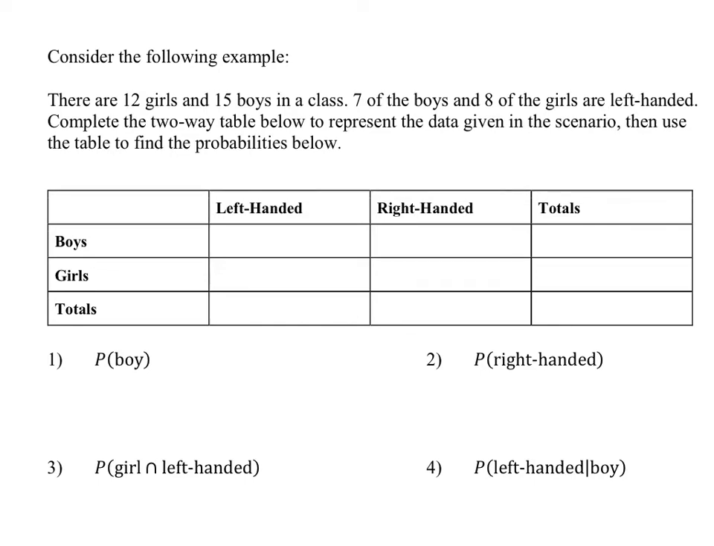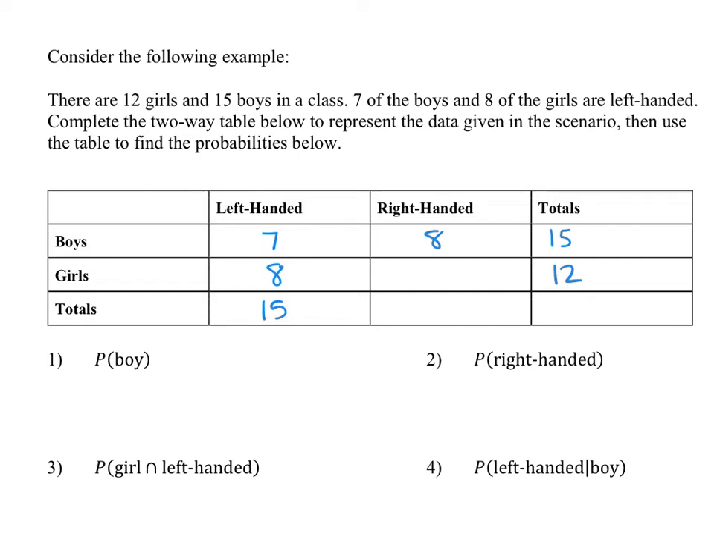There are 12 girls, so I can put 12 as the total in the row for girls. There are 15 boys, so I can put 15 at the end of that row. 7 of the boys are left-handed. 8 of the girls are left-handed. I now know the total number of left-handed is 15. Well, how about right-handed? There are 7 boys who are left-handed and 15 total, so that means there are 8 right-handed boys. This line must add up to 15. So 7 plus 8 equals 15.